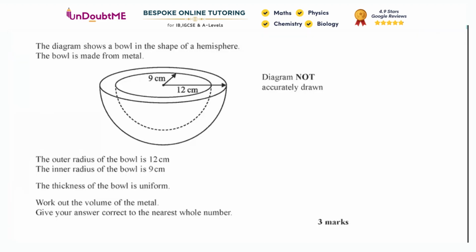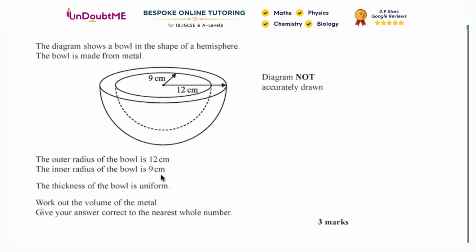Diagram shows a ball in a shape of hemisphere. The ball is made of metal. So this is a hemispherical ball. Imagine that it is a solid ball. From that, we have carved out the metal from inside and we have got this type of ball. Both radii are given, which means there is some thickness of this ball.